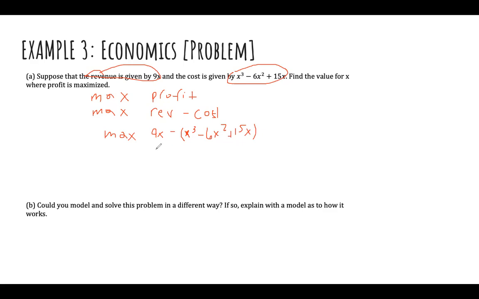One thing that I can do is just rewrite this before I take the derivative so that my like terms are combined. That's negative x cubed plus 6x squared. And then I have a 9x minus a 15x. That's going to effectively get me to negative 6x. So now I'm going to take the derivative and set it equal to 0.